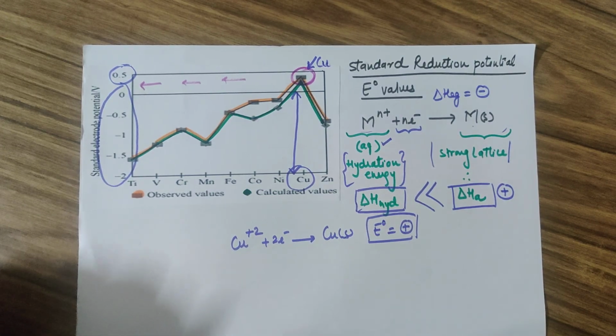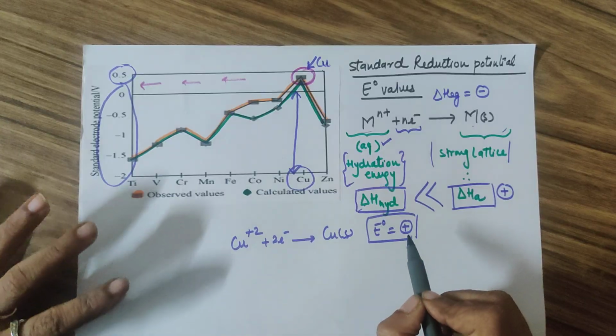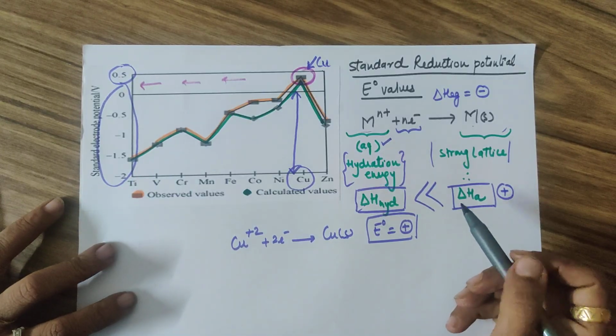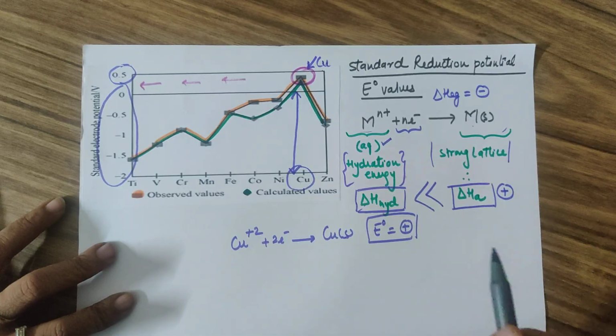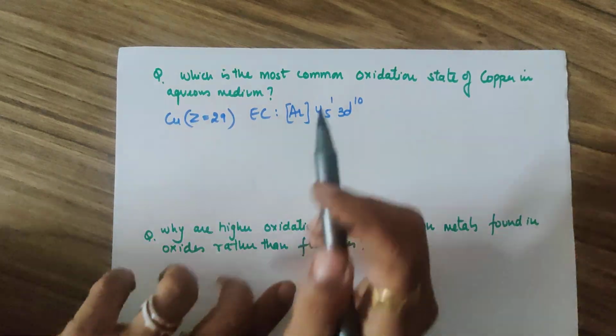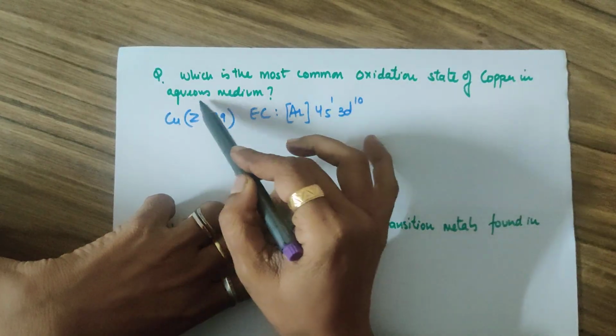This is the last general property of transition metals which I was doing. I just discussed two more important questions from this part of the chapter, and with that we will wind up the video. The first question is, which is the most common oxidation state of copper in aqueous medium?